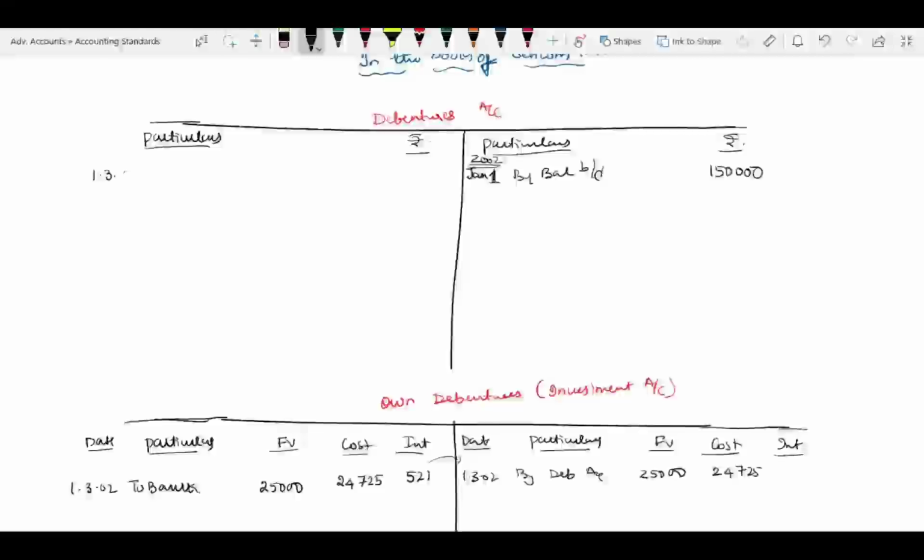So 1302 to own debentures account, to own debenture investment account, 24,725. Correct? But how much is the debentures cancelled? 25,000. So therefore the difference of 275 goes to P&L account, to P&L. So profit on cancellation. Date is the same, 1302. This is how it will run.